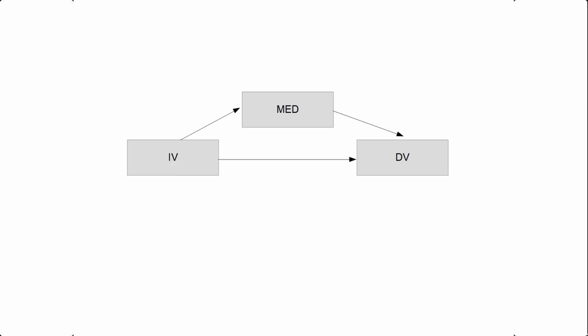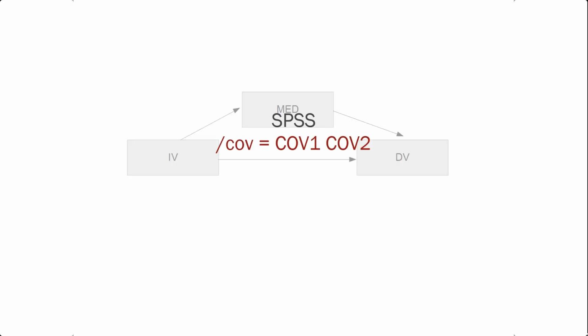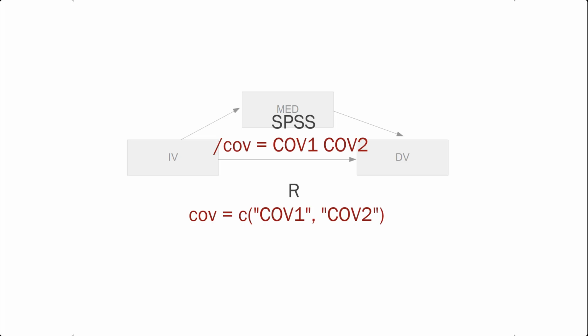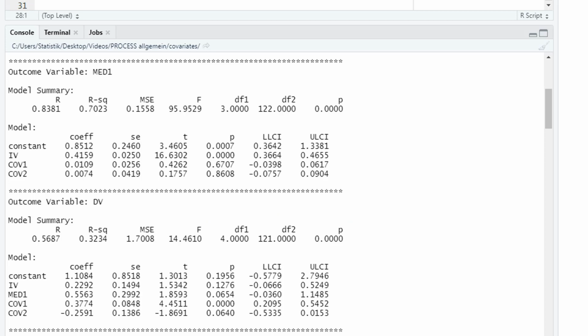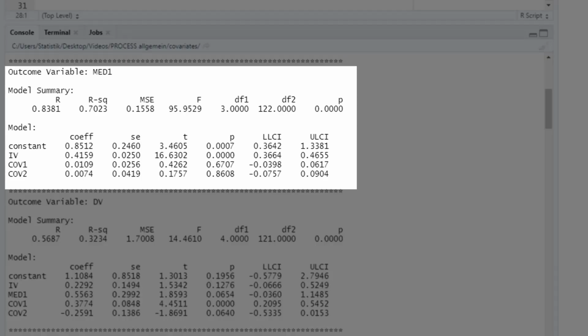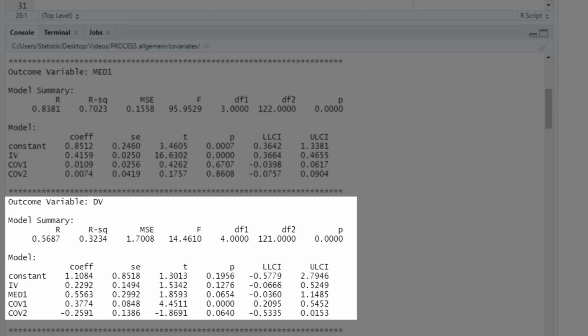If you use PROCESS for SPSS with syntax, this would be the syntax command for including two covariates. If instead you use PROCESS for R, this would be the syntax command. So it's slightly different, but it's quite similar. And here are the results for the mediation analysis. This is the model for the A path, and here our two covariates. And this is the model for the B path with its two covariates.